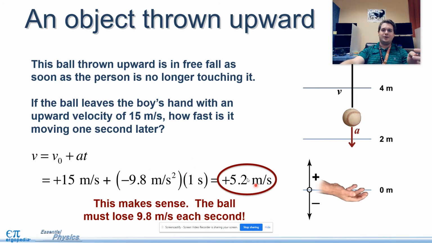So how fast is it going? 5.2 meters per second. Here's what this is saying. It was 15 the moment it left your hand, and 1 second later, it has slowed down so much that it's only going 5.2 meters per second.